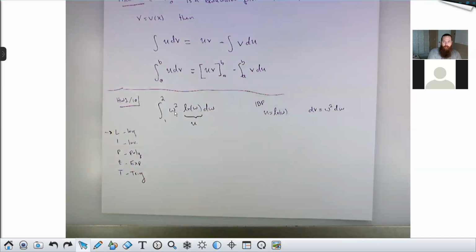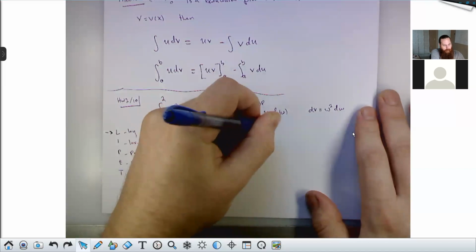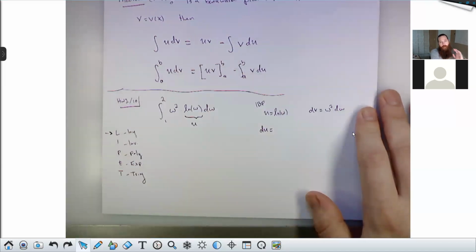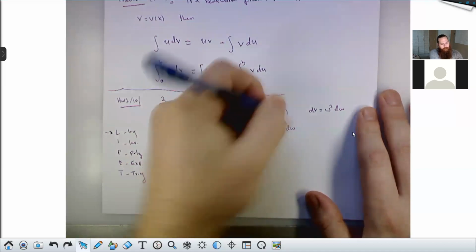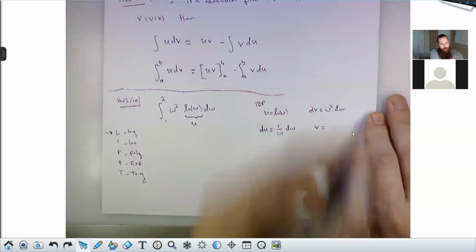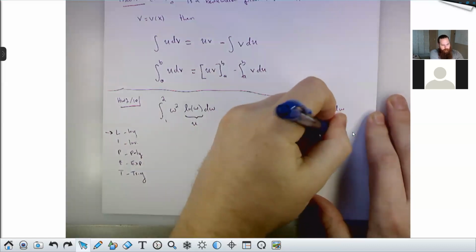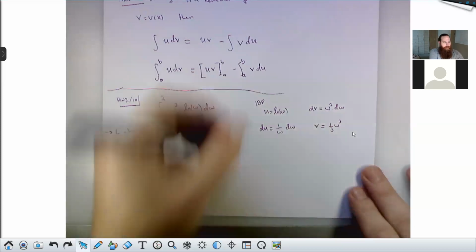And then we complete this table, meaning we need to calculate all the other pieces that are in this formula. So I've got u and dv, that means I need to get du and v. So du will be the differential of ln w, that's 1 over w dw, and v will be the integral of dv, that's 1/3 w cubed. And that's my little IBP table.